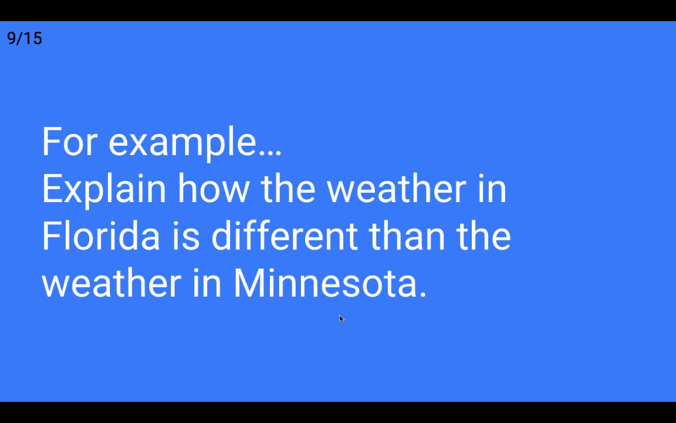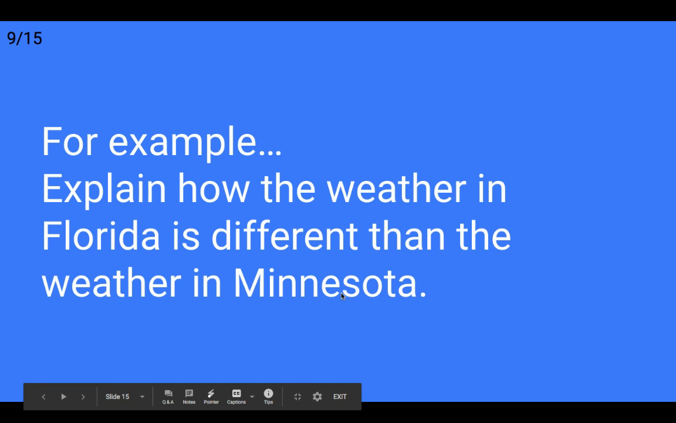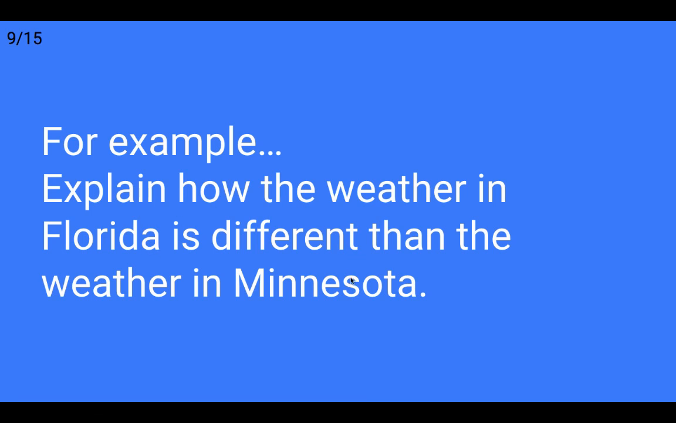Now, anecdotal information is okay on this one because common sense would tell us that Florida weather is much, much warmer than Minnesota weather, especially in the winter. And so you can use that basic information and start to formulate your answer. You could say something like, the weather in Florida is much different than the weather in Minnesota, especially in the winter. The average high temperature in Florida in January is 72 degrees versus 26 degrees in Minnesota.